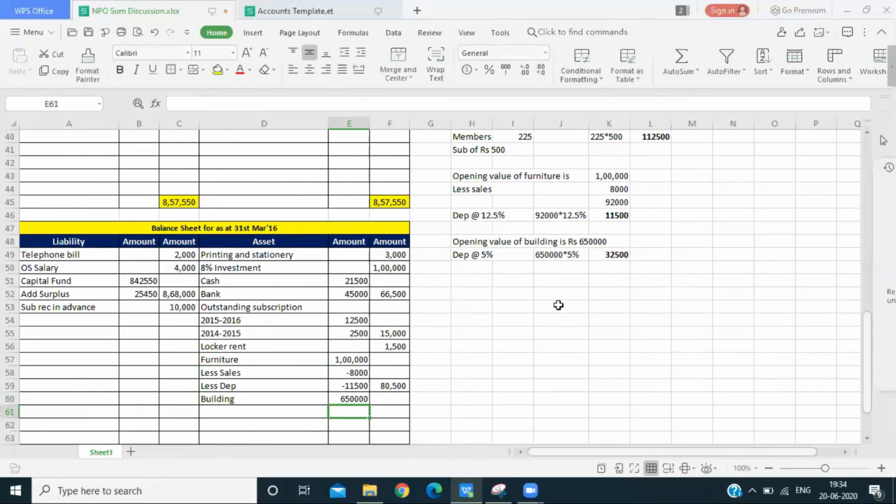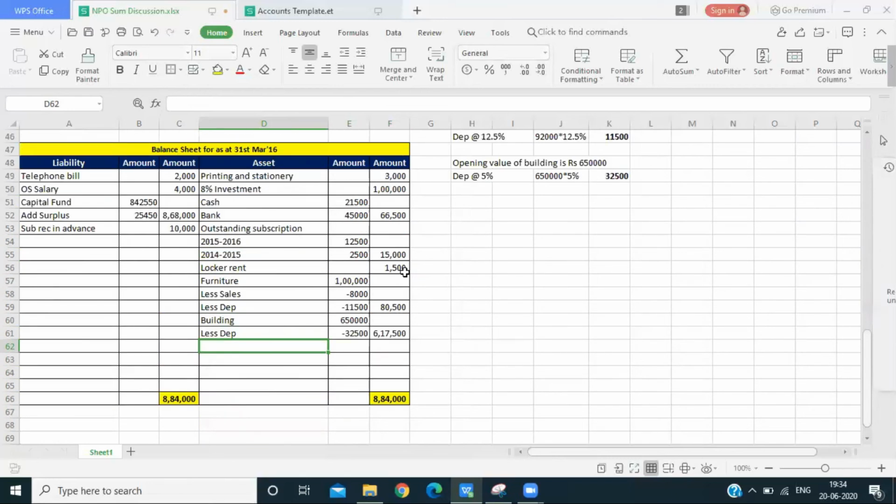For building we have an opening value of 6,50,000, less depreciation. We have a depreciation amounting to 32,500. So we have to subtract the depreciation from the opening value. So our closing value will be 6,17,500. And we have shown the investment already.